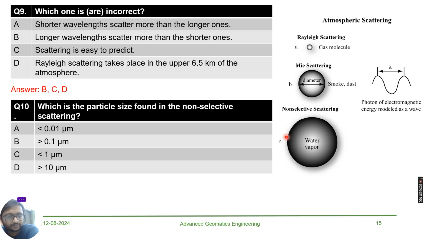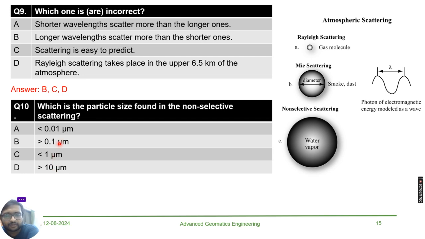So the first thing is you have to think about this: the particle size is very big. In that sense, options A and C are incorrect, since they are sizes lesser than 0.01 micrometer and 1 micrometer, which are very small in nature. You have seen the electromagnetic radiations as well, so you can neglect those options that are lesser than this. Then 0.1 micrometer and 10 micrometer, these two will remain.